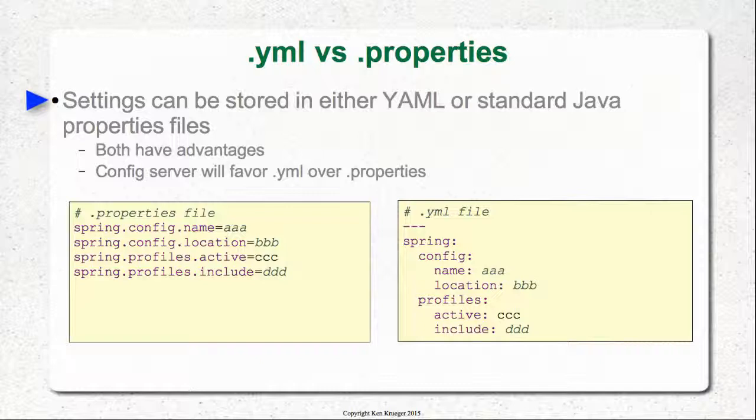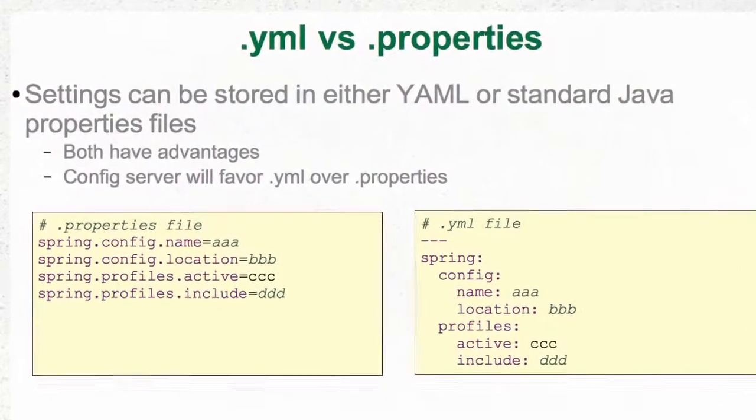YAML happens to stand for yet another markup language. Both of these have advantages. If you are an experienced Java programmer, I'm sure you've seen property files, like you see here on the left. YAML files are popular with folks, say, from a Ruby on Rails background or some other technologies. It's a nice little compact format.